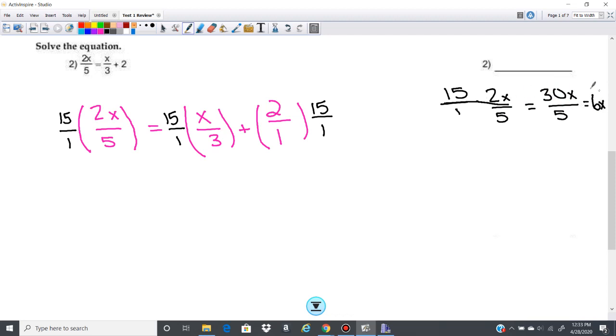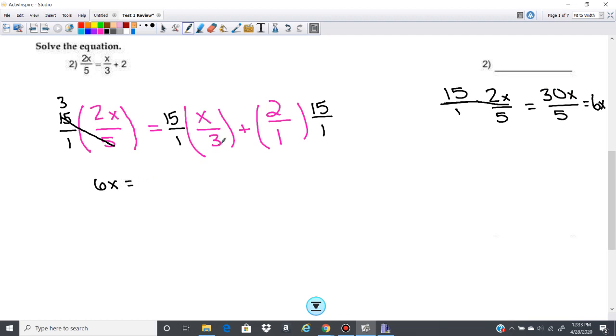So I can take this concept, that's why I can cross cancel over here. It would still give me the same thing. So you guys can do this if you want, it just gives you an extra step. But if it helps you to see where the 6x is coming from, that's fine. So again, here I cross cancel, I say 5 goes into 15 3 times, and then 3 times 2x is 6x. So that's where I get that 6x.